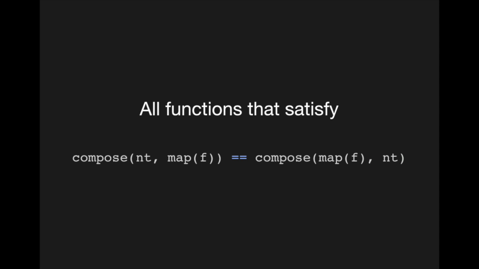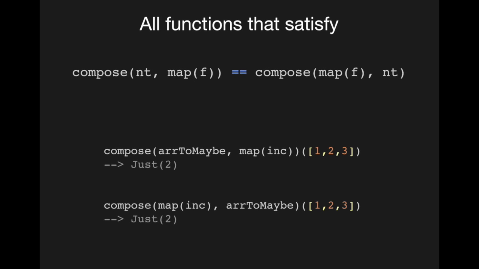So more formally, all the functions that satisfy this equation, map f, then do the natural transformation, should be equal to doing the natural transformation, then mapping f. So looking at this, we can increment every value in an array, then turn it into a just or a maybe, and from there we can do the other thing. We could turn it into a maybe first, then increment the value inside. And in JavaScript, this happens to be a useful optimization. And knowing the equation, we know it doesn't matter whether the array to maybe or the natural transformation is on the left or right side of the map. It will always be the same result.